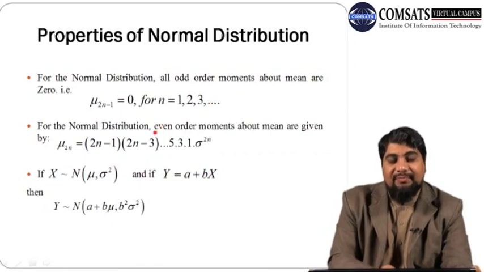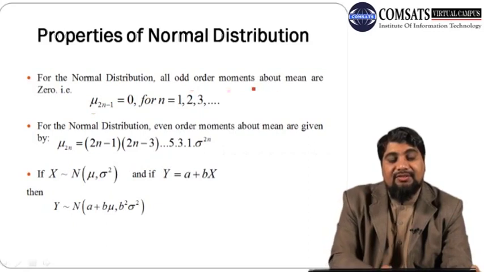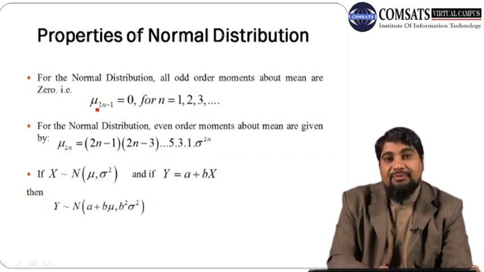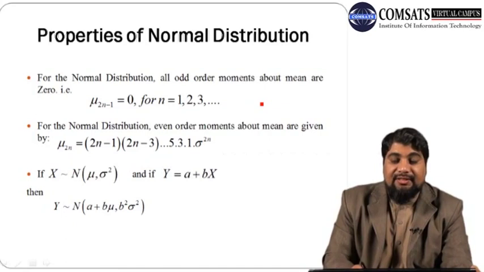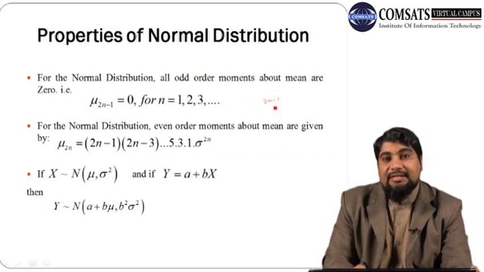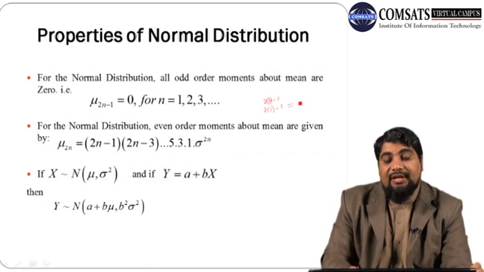Next property is that for normal distribution, all odd order moments about mean are 0. That is, mu 2n minus 1 is 0 for n equals 1, 2, 3 and so on. Remember that this 2n minus 1 is the general form to represent an odd number. So just replace n by 1 here. So it is 2 into 1 minus 1, which is 2 minus 1, which is 1.